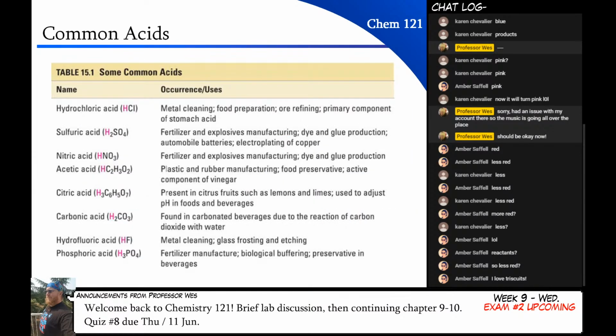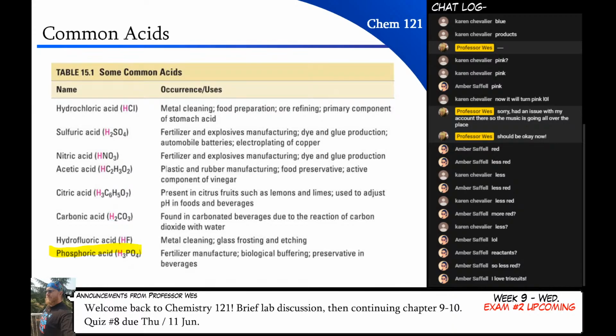Here's a bunch of different acids that are common. This is just sort of for your curiosity. You're free to read this on your own time if you'd like. But the ones that I think are the most important are probably, let's see here. What do I really care? I mean, they're all kind of important.